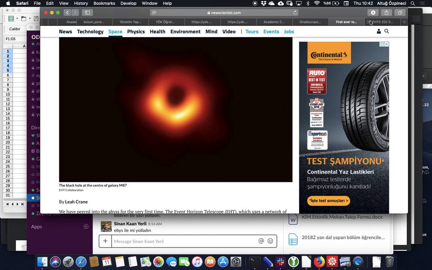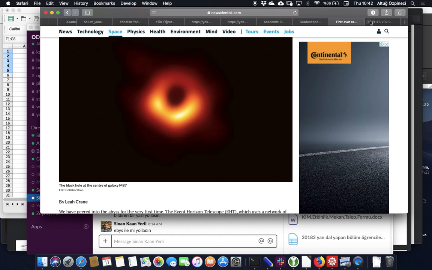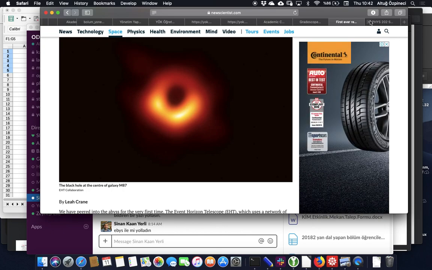It's not really a dish. It's not like the telescope dish. But at the end of the day, it's just a huge telescope with huge holes in it. The size of the telescope is the size of Earth.